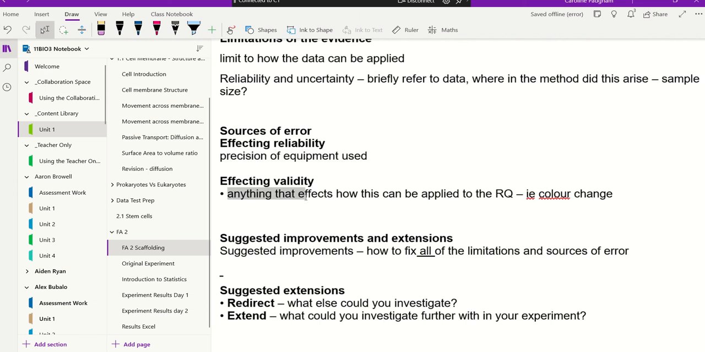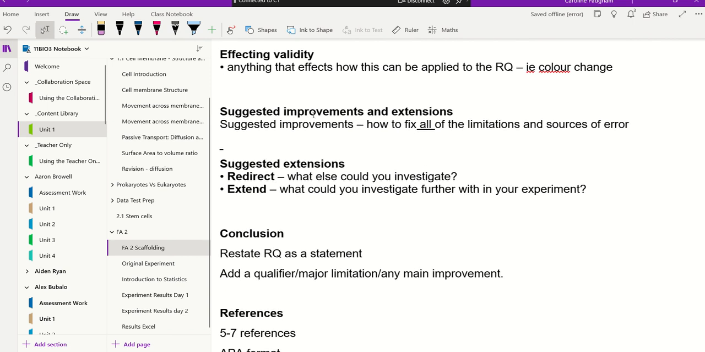Anything affecting the validity, okay? Anything that affects how this data can be applied to the research question. So for example, using a color change to indicate that it's actually reacted. It's hard to know if there's still a reaction going on just using our eyes. Okay, stuff like that.